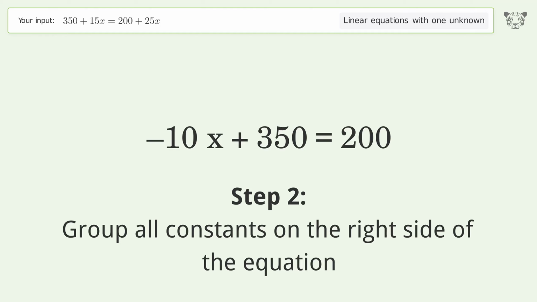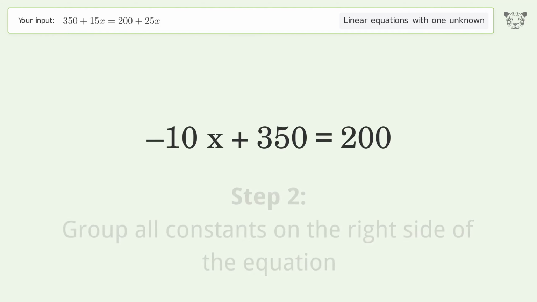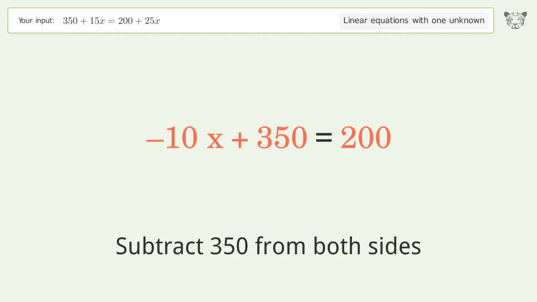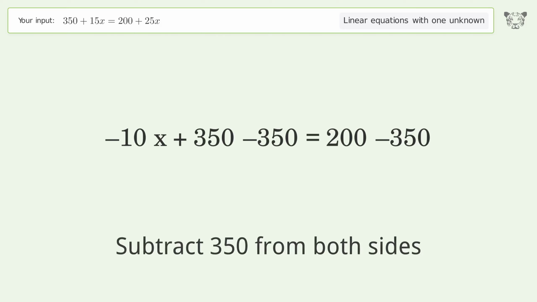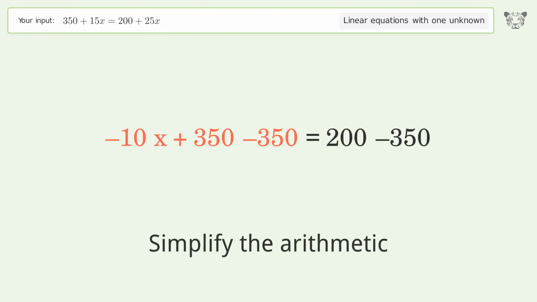Group all constants on the right side of the equation. Subtract 350 from both sides. Simplify the arithmetic.